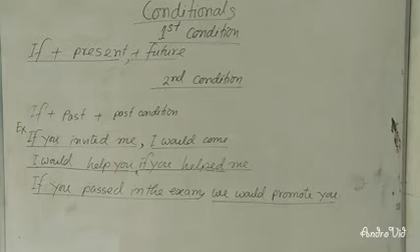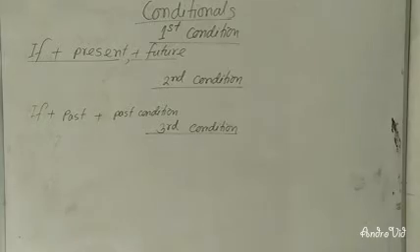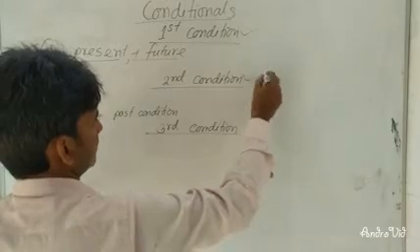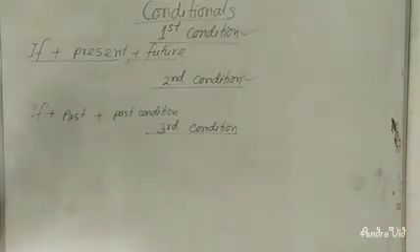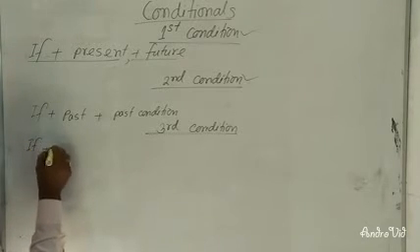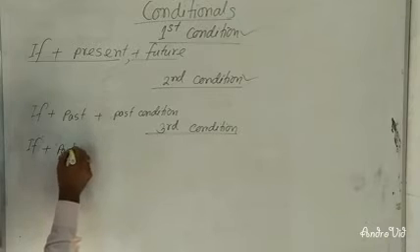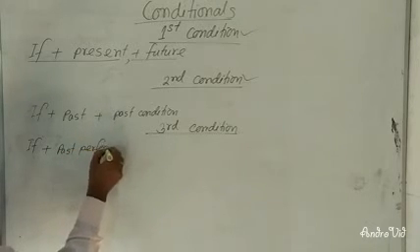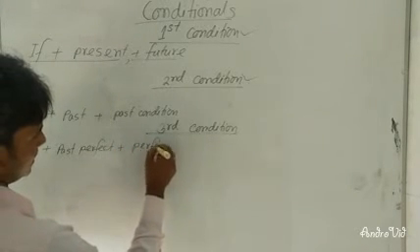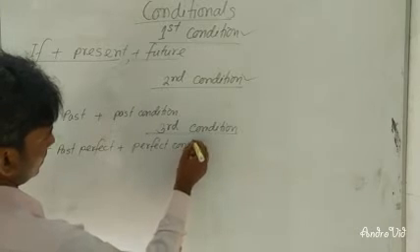Now I will try to make you understand the next conditions. It's called the third condition. So you stay with me. Dear learners, you have already understood first condition and second condition. Now I'm going to discuss third condition. In third conditions, you can write your if, then past perfect, plus perfect conditional.